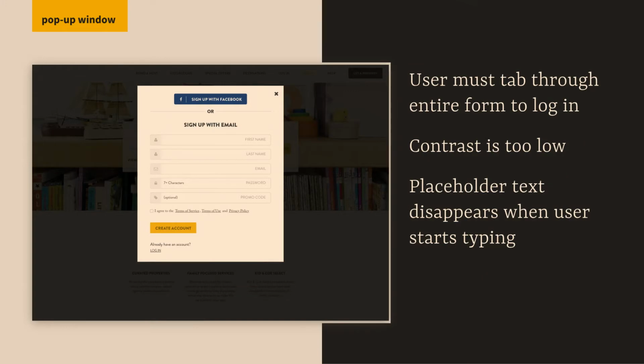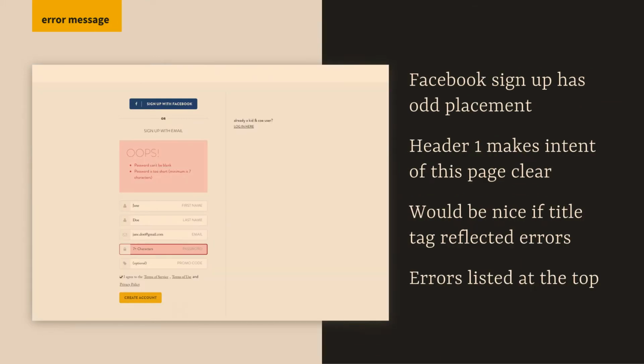So let's say you're a user with a cognitive disability, like poor short-term memory, or maybe you have a migraine, or maybe you're just busy and distracted. And you start to type in your password, and as you're typing, you forget that it needs to be 7 or more characters. So maybe you enter like a 6-character password. When you do that, you're taken to this page. And at the top of the page, there's another sign up with Facebook button. And then below that, it says oops, and you see the errors are listed, and then the field in question has been highlighted.